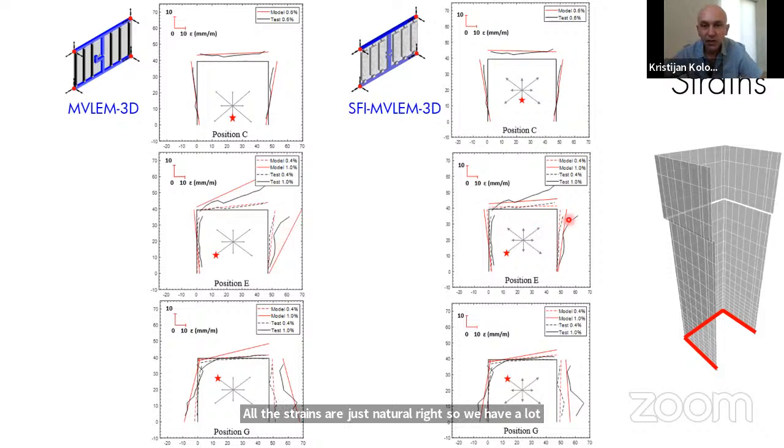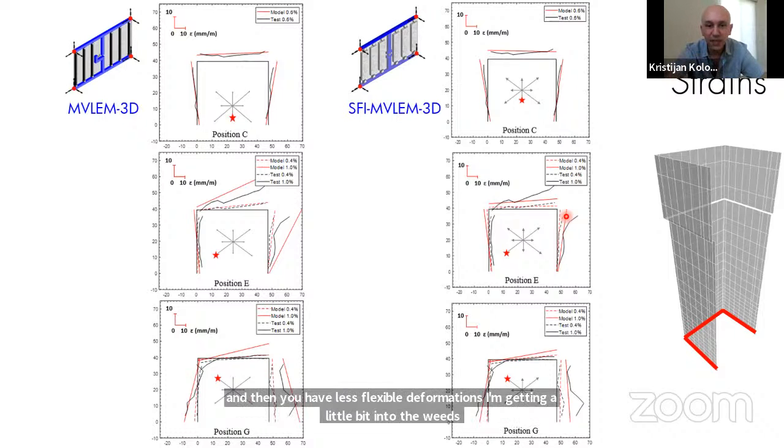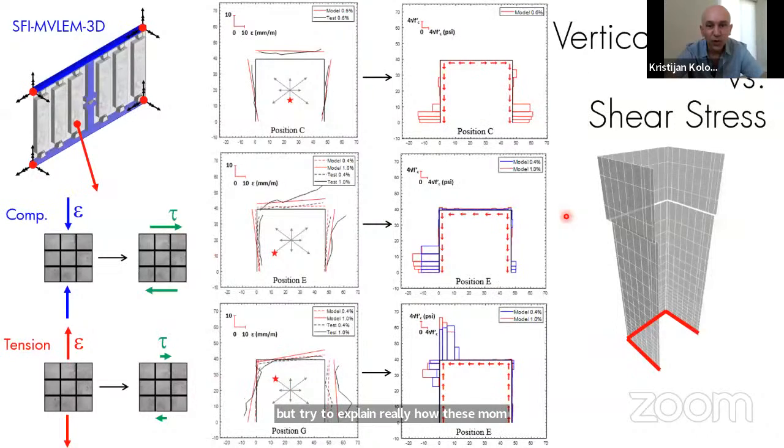But over here, some of the deformation also comes from the shear, basically shearing the element, and then you have less flexural deformations. I'm getting a little bit into the weeds here, but I'm trying to explain how these models really work. And one interesting thing that you can actually do with the shear flexure interaction model is these results over here.